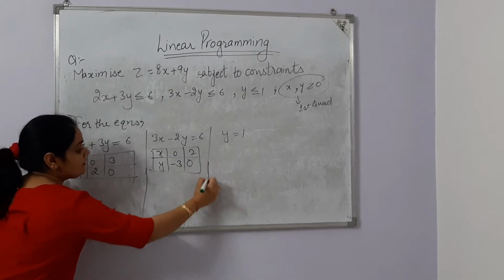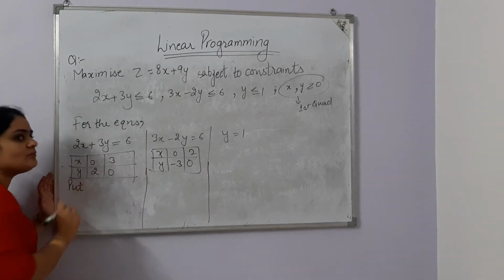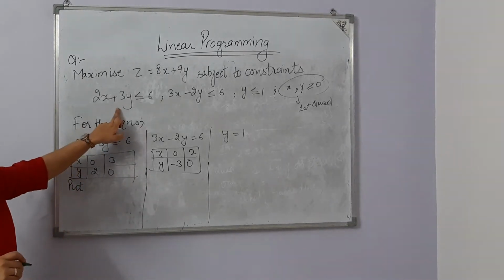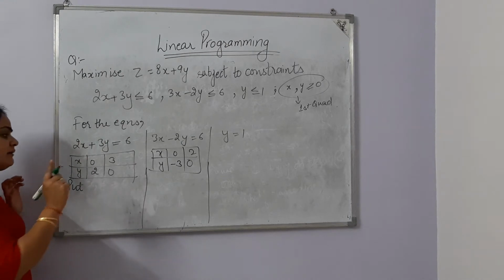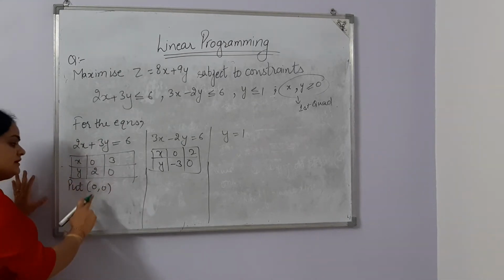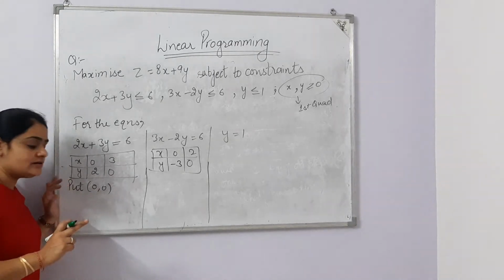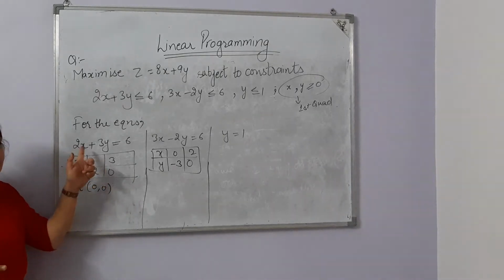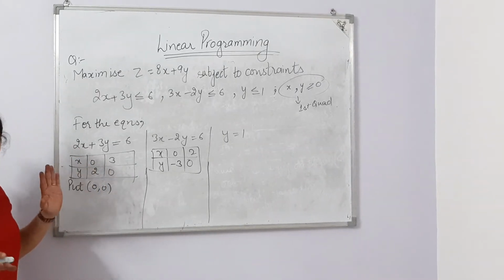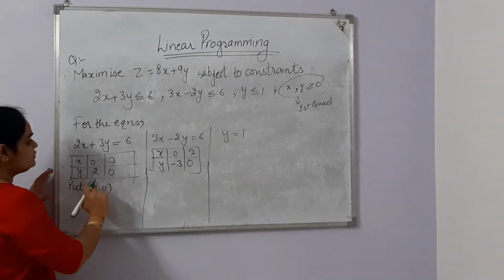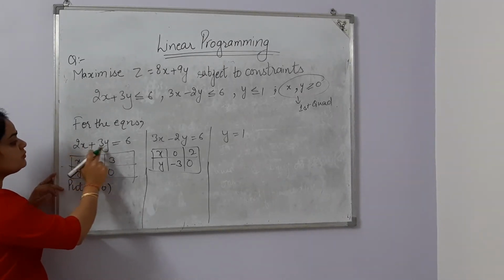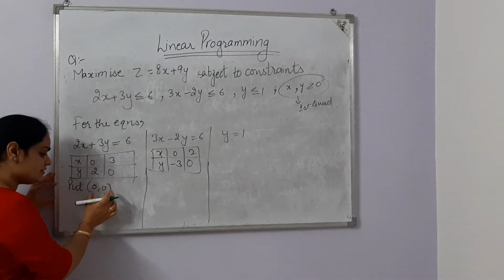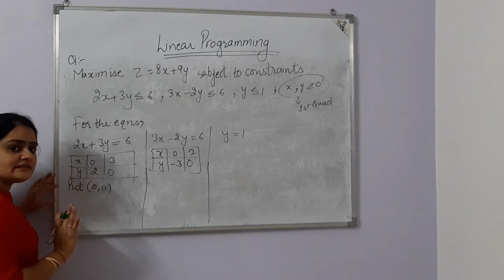Now we have to substitute one point. The condition is that the point should lie on the plane, not on the line. If I am taking 0, 0, it is not lying on the line. You have to take a point which is not lying on that line. Substituting 0, 0 in the equation, 0 plus 0 equals 6 is not possible, so 0, 0 is not lying on the line. So I can take the 0, 0 point here.